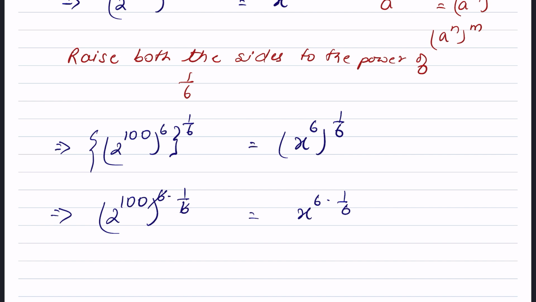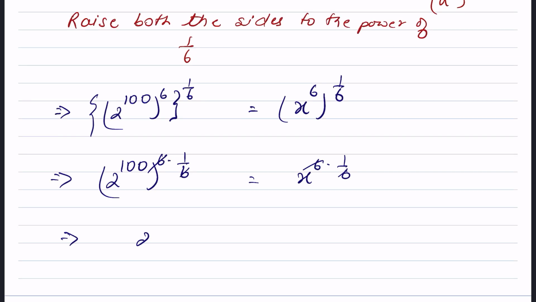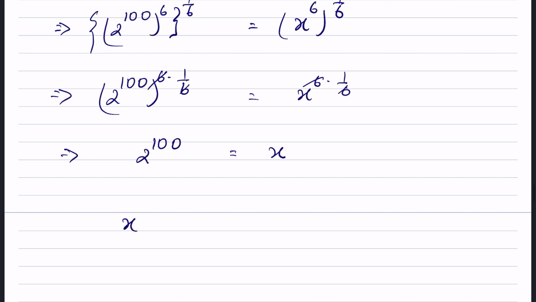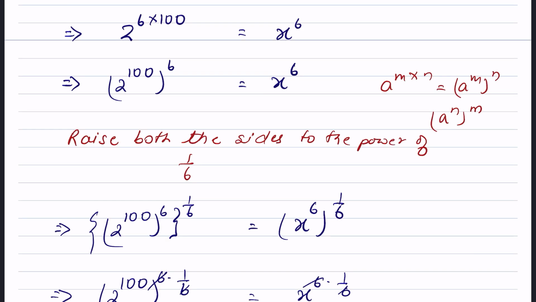This 6 and 6 gets cancelled. So 2 to the power 100 is equal to x. So x is equal to 2 to the power 100. So this is the value of x. We can also do the sixth root to both the side.